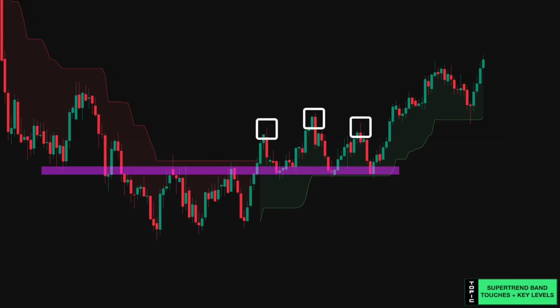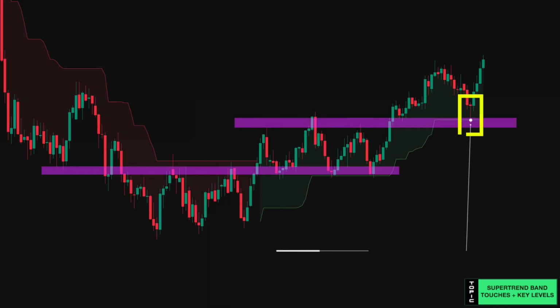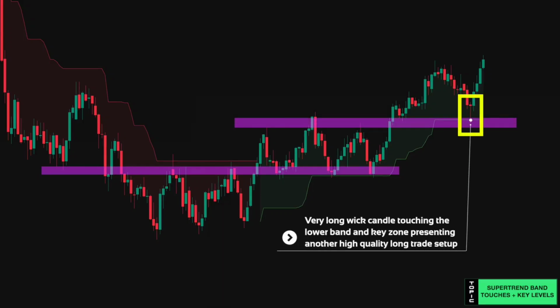These reversal points give you a key zone. Very long wick candle touching the lower band and the key zone, presenting another high quality long trade setup. Let's show this again.